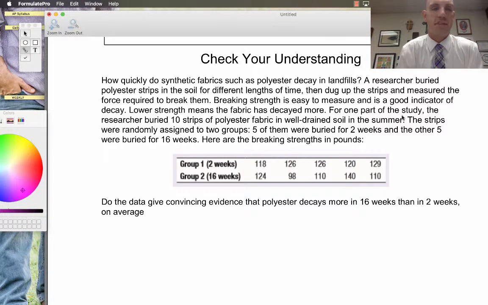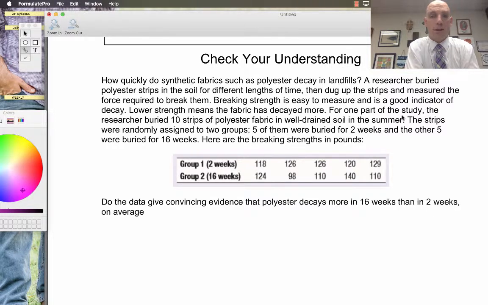How quickly do synthetic fabrics such as polyester decay in landfills? A researcher buried polyester strips in the soil for different lengths of time, then dug up the strips and measured the force required to break them. Breaking strength is easy to measure and is a good indicator of decay. Lower strength means the fabric has decayed more.